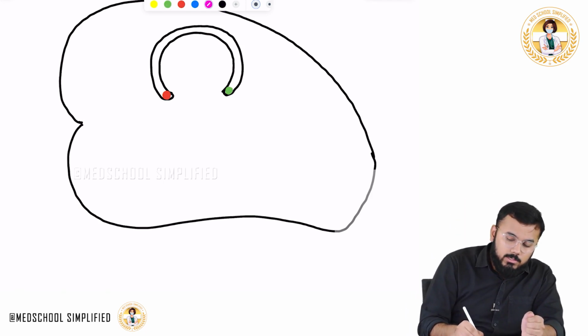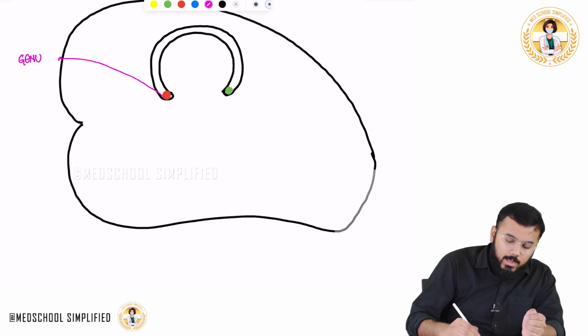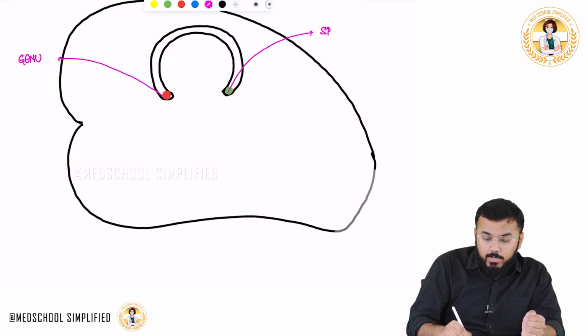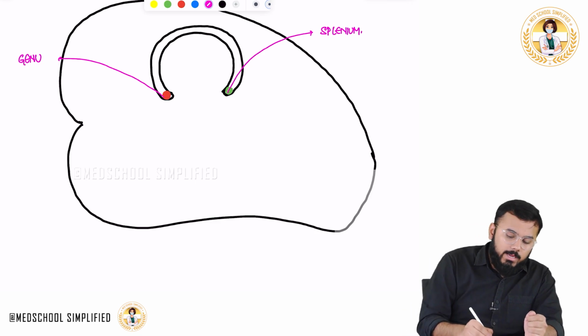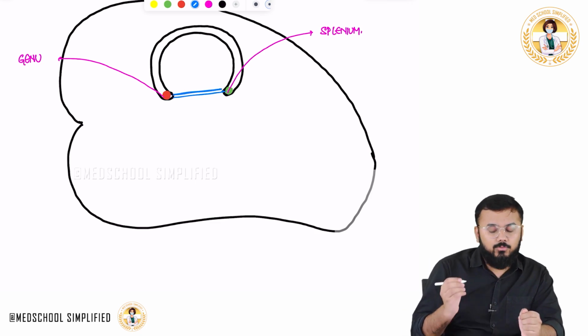So what is this one called? This is called your genu, and this one over here is called your splenium of the corpus callosum. Now attached to the genu as well as the splenium you have this structure. This is called your fornix.